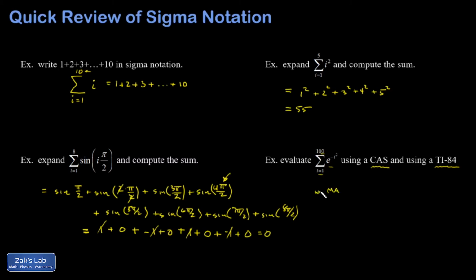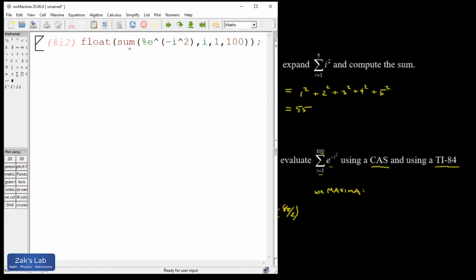So I'm using wxMaxima. The sum command is how you do sigma notation in Maxima. And then I put in this function. %e is the special symbol for e, to the negative i squared as i goes from 1 to 100. Putting float out in front gives me a decimal approximation, and I hit Shift Enter, and I get 0.386.